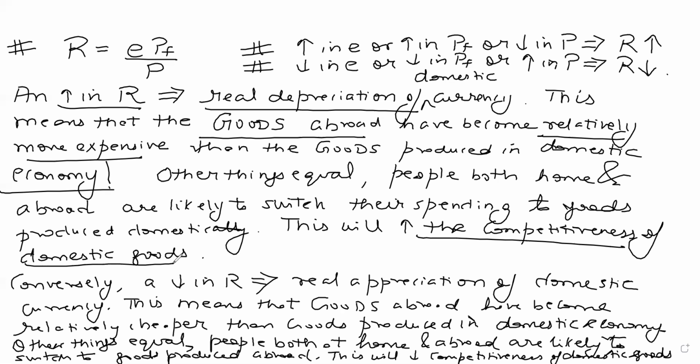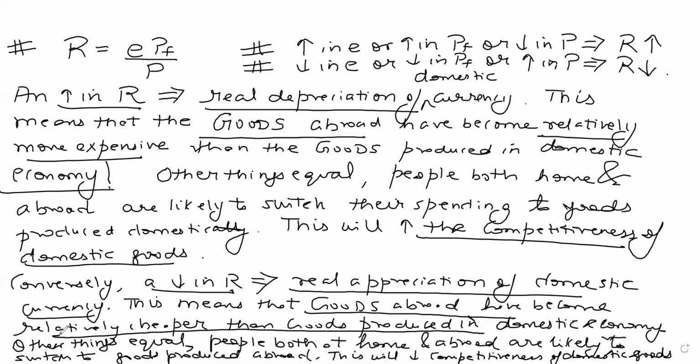On the other hand, a fall in R will lead to real appreciation of domestic currency. This means that the goods abroad have become relatively cheaper than the goods produced at home. So both the home consumers and the foreign consumers would switch their expenditure towards the goods produced abroad because they have become cheaper. So this will reduce the competitiveness of the domestic goods in the world market.